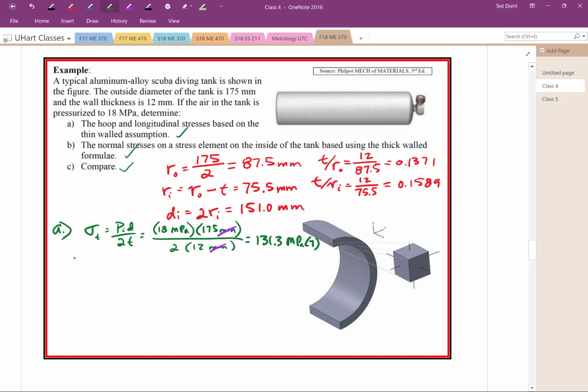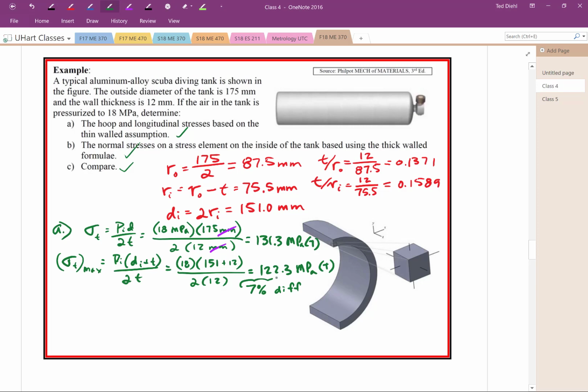Let's go ahead and check what the maximum is going to be, because that's the equation that's in Shigley, and probably the one that you'll gravitate towards. That's pi times d_i plus t divided by 2t. I'll leave out units because we already know them, but that's 151 plus 12, divided by 2, divided by 12, and we get 122.3 megapascals tension. And you'll notice that there's a 7% difference in our check. I'm just being thorough to check both of them.